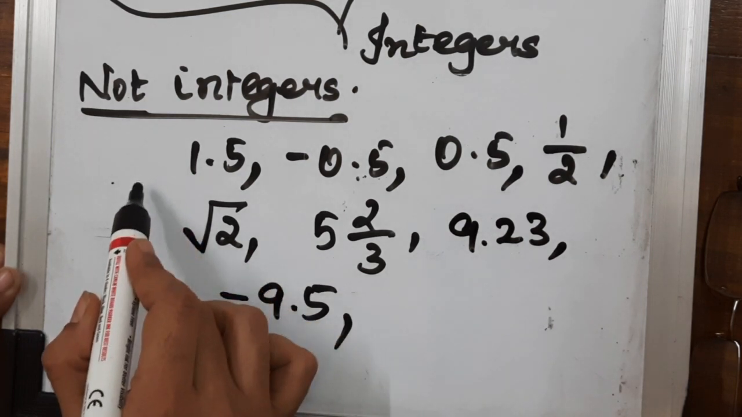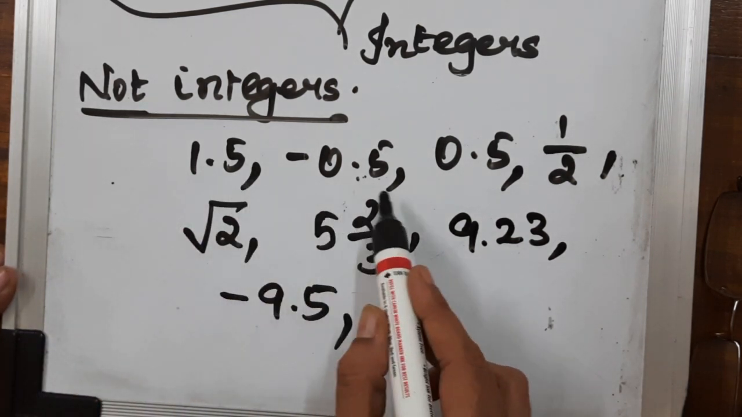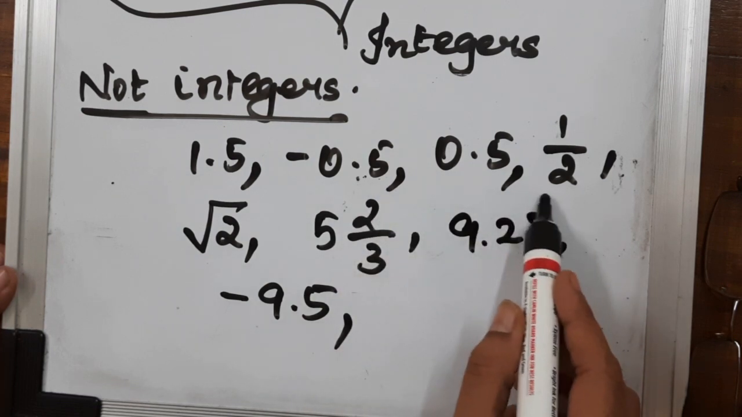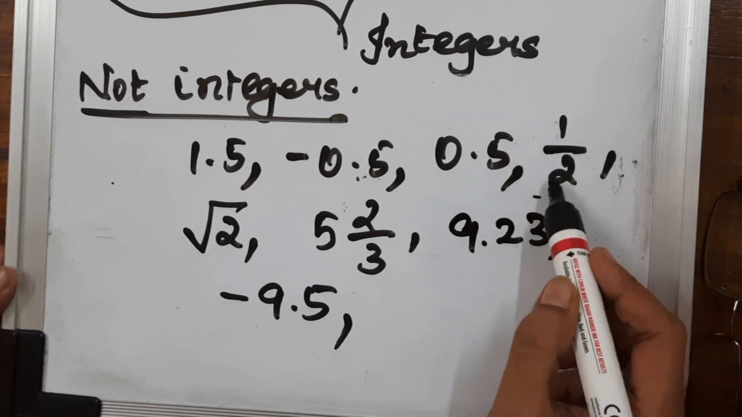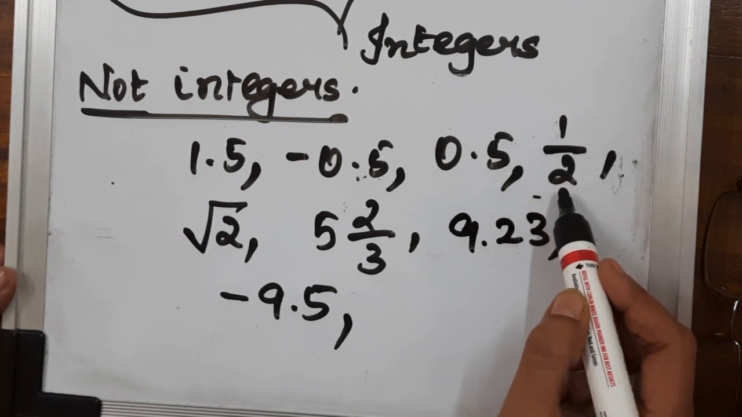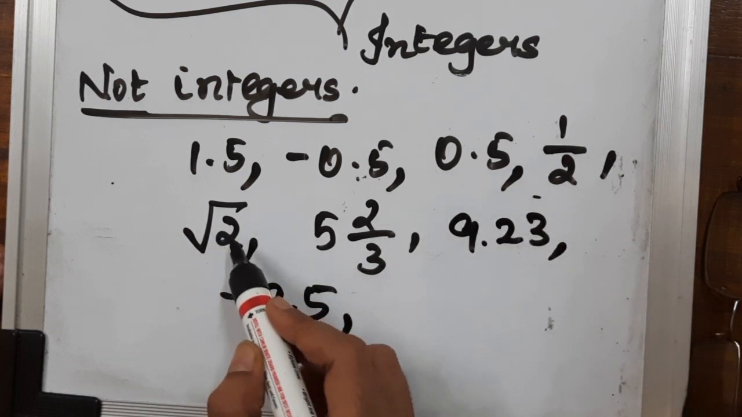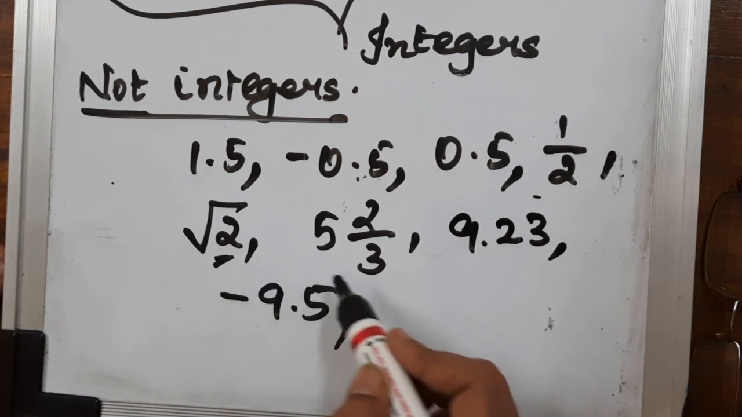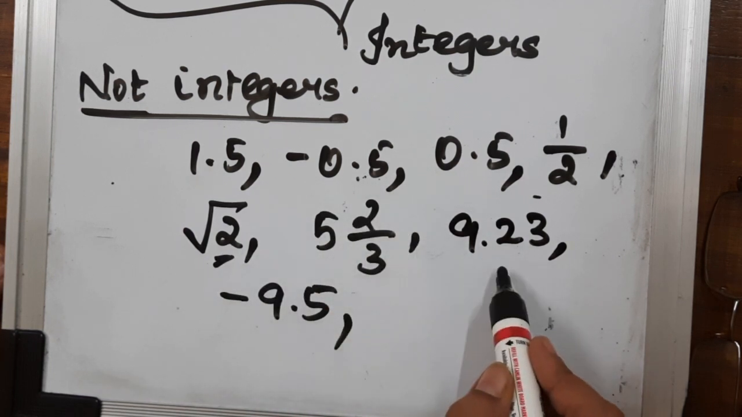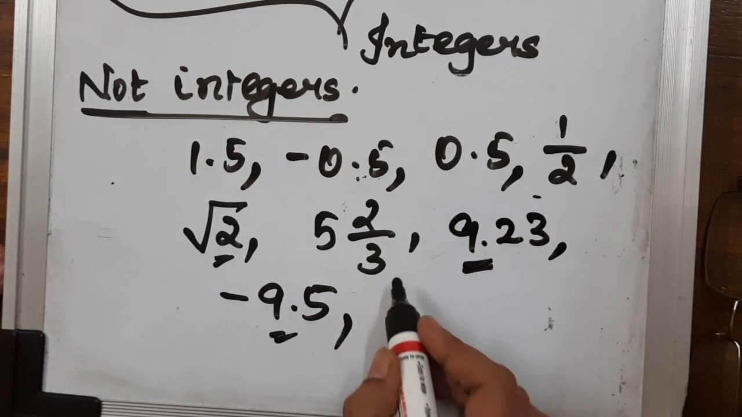So these are not integers. You can see this has a fractional number. This is not a fractional number, but it is expressed in p by q format, that is numerator upon denominator, a fraction. So a fraction is not an integer. Root 2 is not an integer. It is an irrational number which we will deal with later. This is a mixed fraction, and this is expressed in decimal point. This is also expressed in decimal point.